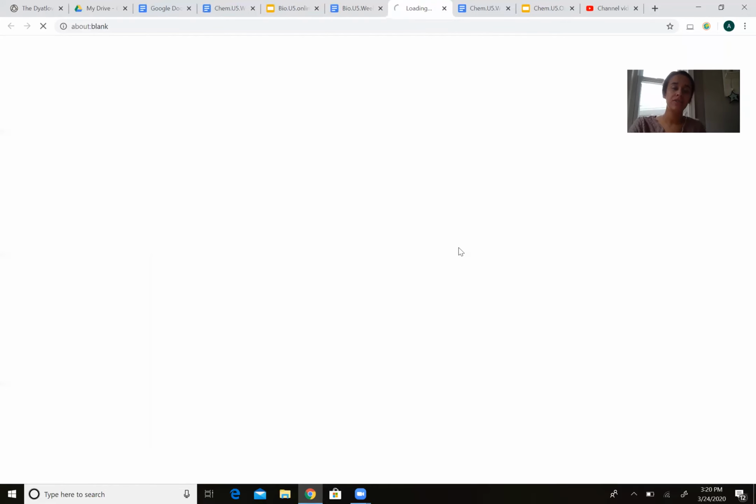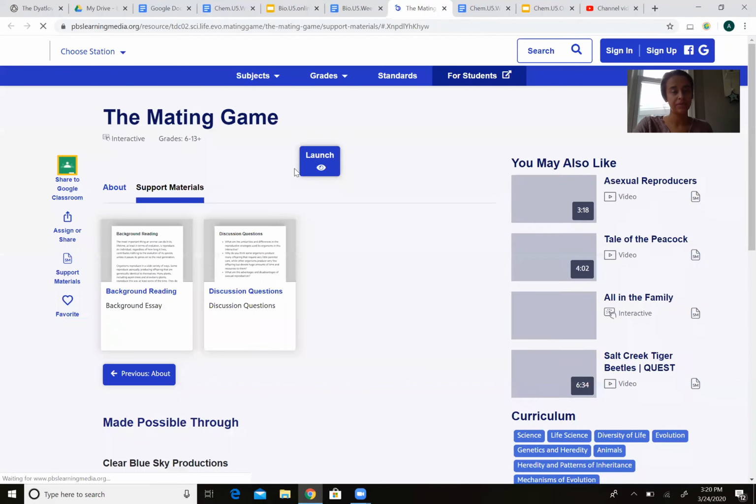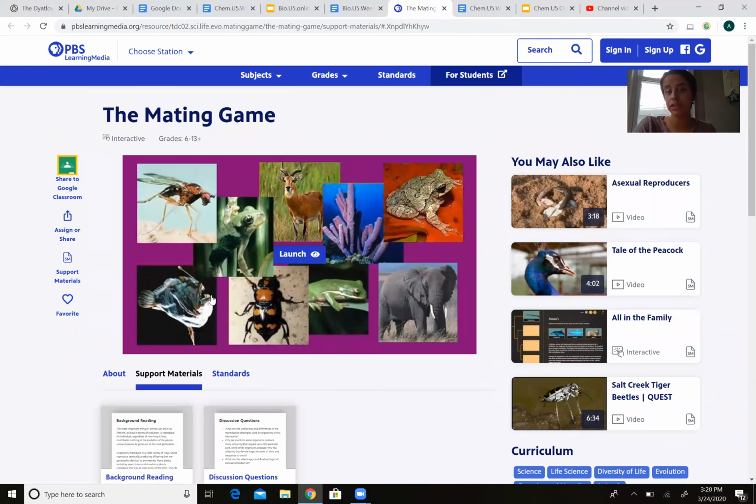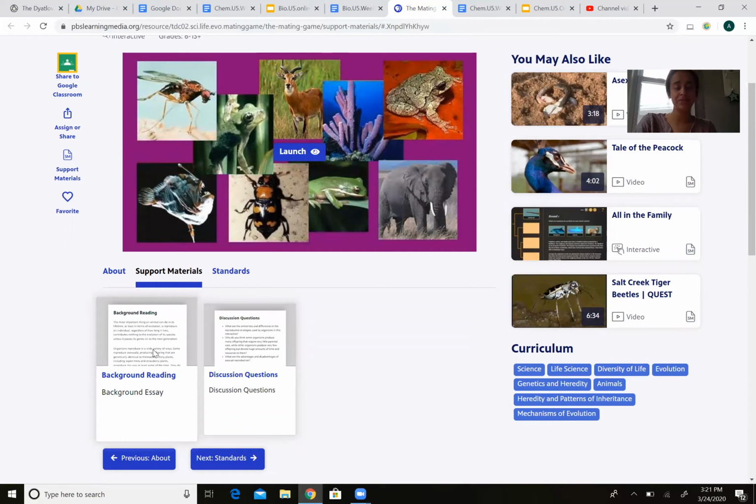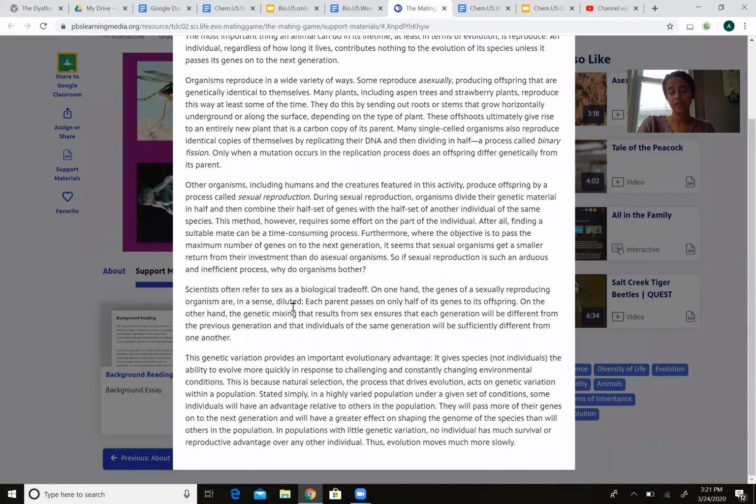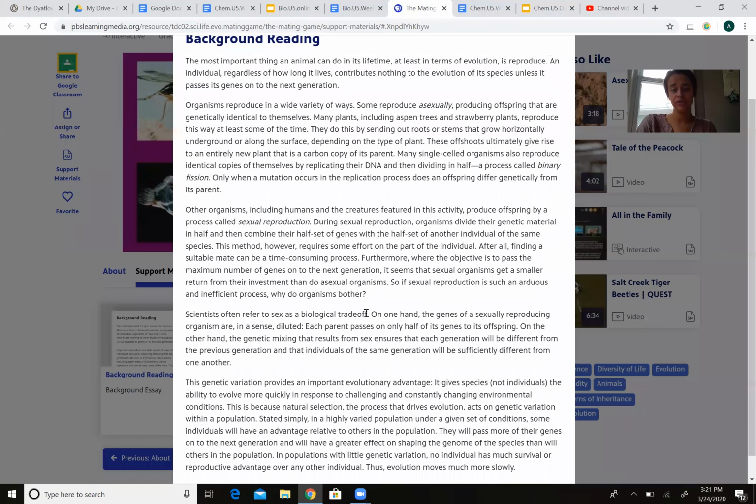So let's click on that so you can see what I'm talking about. Here's the mating game. It's basically just like a dating game with animals. You're given reading descriptions, and then you have to guess which mate would be the best option for the bachelor or bachelorette that you're looking at. Background information is down here. You read this quick background information. It talks about a biological trade-off. So pause the video now, take a minute to write what a biological trade-off is.